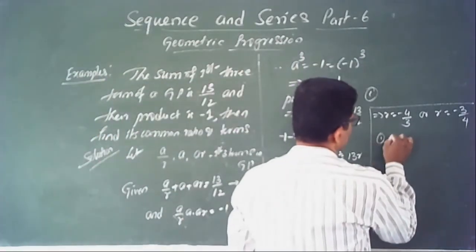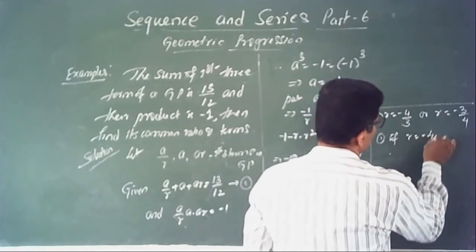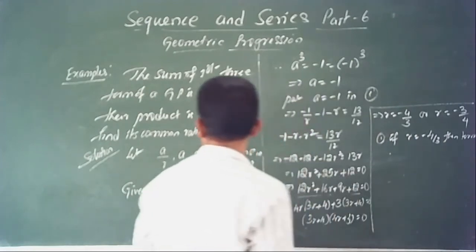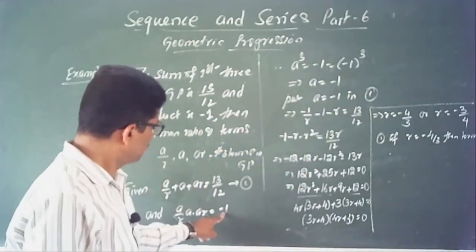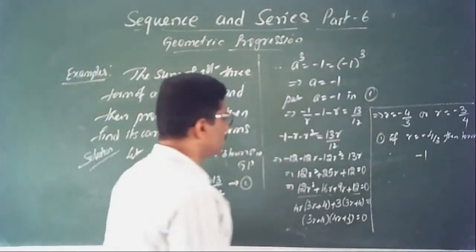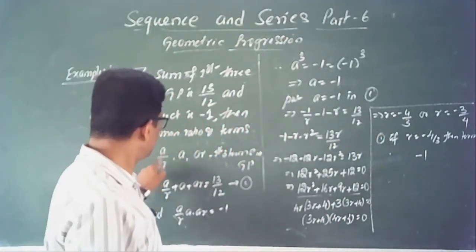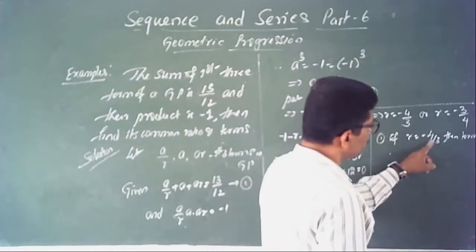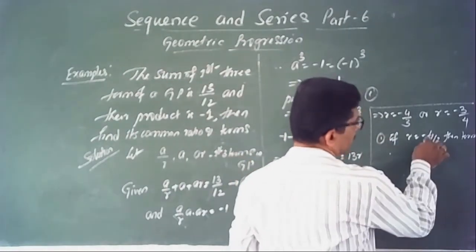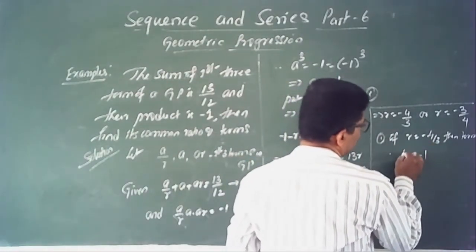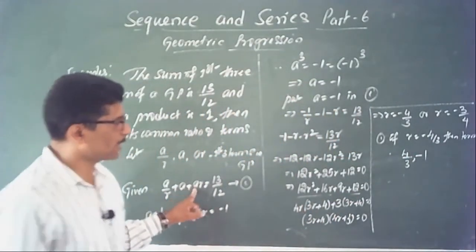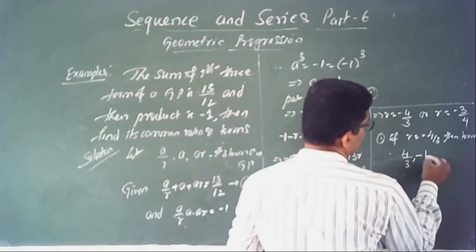In the first case, if r is equal to minus 4 by 3, then the first three terms are a by r, a, and ar. We know a is minus 1. a divided by r, where r is minus 4 by 3. Its reciprocal, a by r, is 3 by minus 4 times a, which is minus 1, giving 3 by 4. Is it clear?